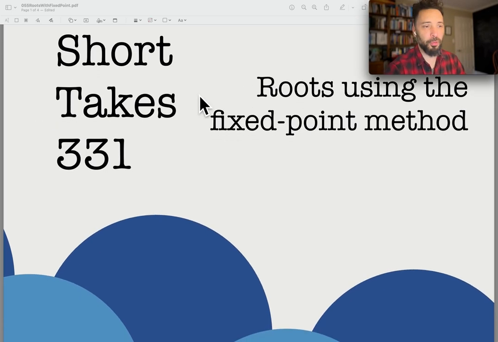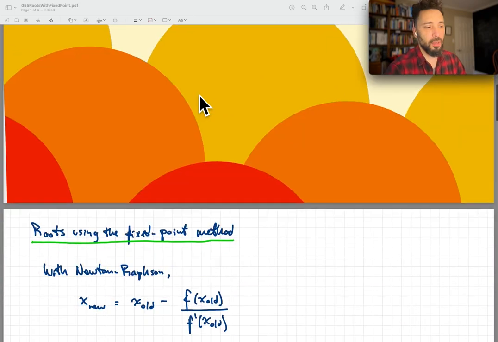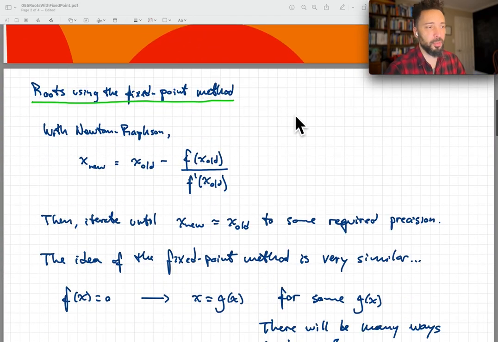Today we're going to talk about roots using the fixed point method. As you recall, last time in the previous video, we talked about the Newton-Raphson method, a way to calculate roots or to refine our knowledge of a root. So today we're going to talk about a related method that's called the fixed point method.